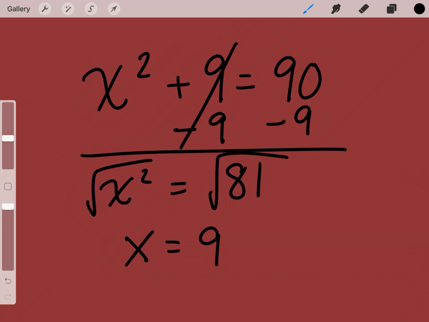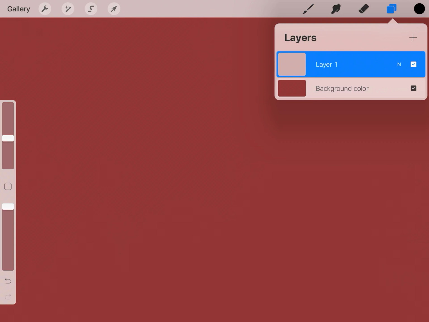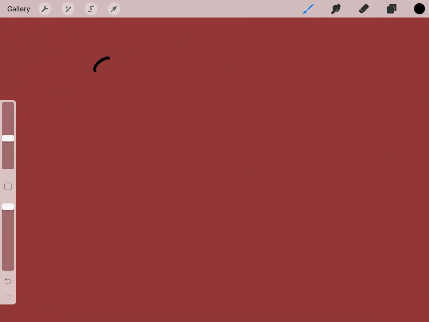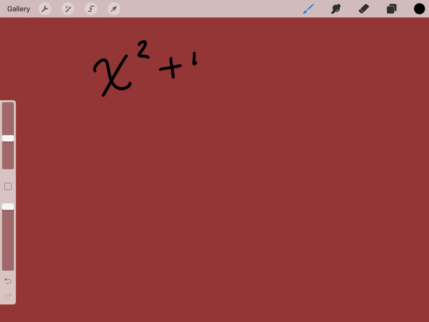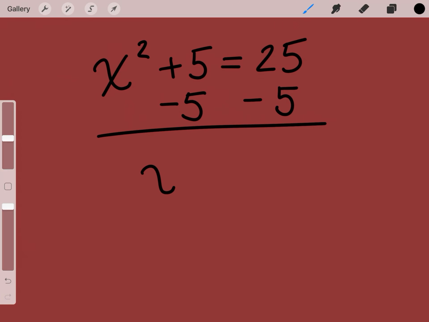But what happens when the numbers don't work out so nicely? What if I have x squared plus 5 equals, let's go with 25. So what happens here is same approach. We're going to subtract 5 from both sides, and we get x squared equals 20.